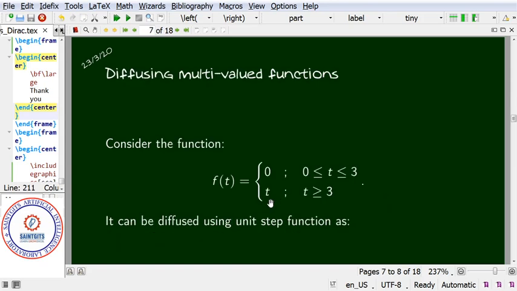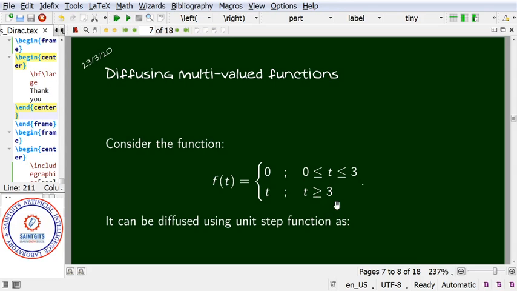Now, diffusing multi-valued functions using the step function. This is one of the important applications of the unit step function from an application viewpoint. First of all, consider this function f of t. It has two values, 0 and t, depending on the range of t. If t is between 0 and 3, it gives 0. If t is greater than or equal to 3, it gives t. So this function gives two values, 0 and t, depending on the range of t.